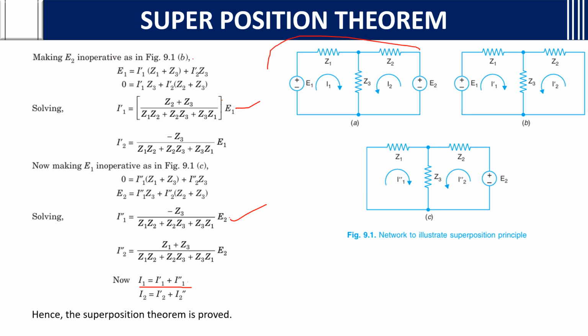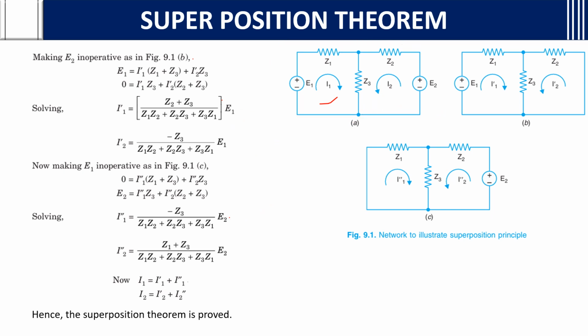If you see carefully, before this we applied mesh analysis to the whole network without making any source inoperative, and you get the same equations. If you add I1 dash plus I1 double dash, you get the same equation as in the before slide for I1. For the I2 current, if you add I2 dash and I2 double dash, you get the same equation we got by applying mesh analysis to the network. What does it mean? That the superposition theorem is proved.